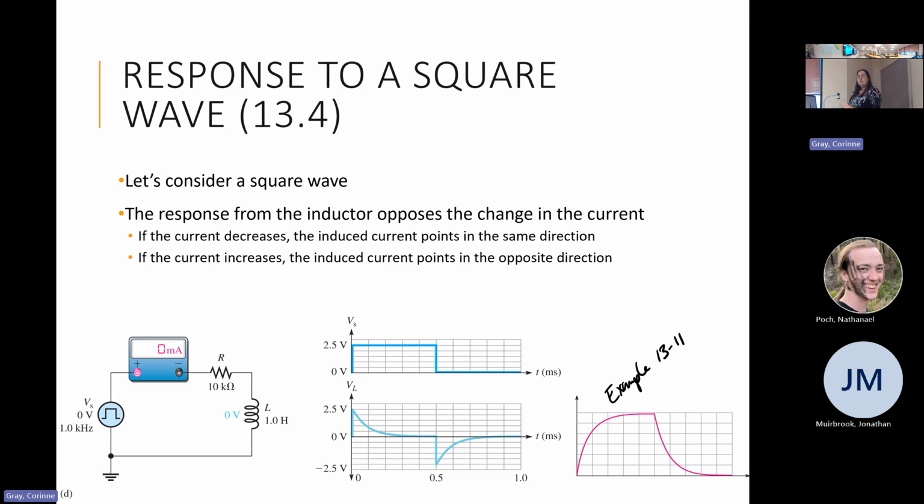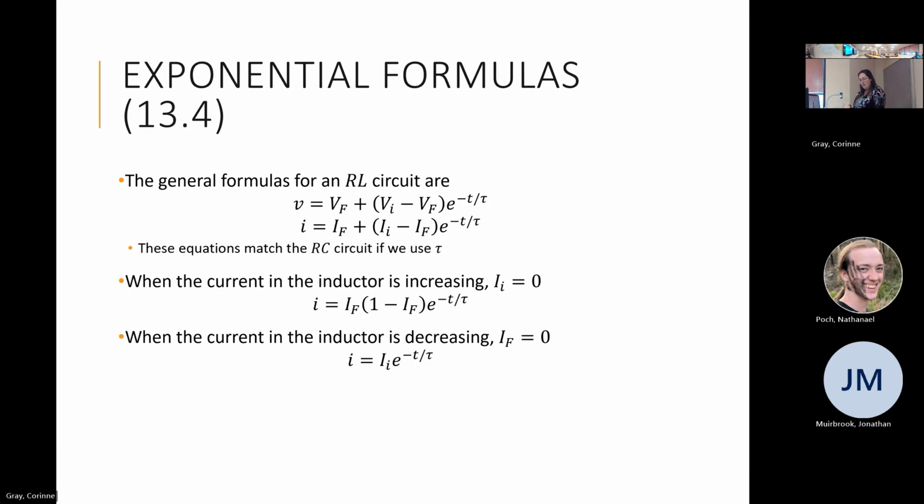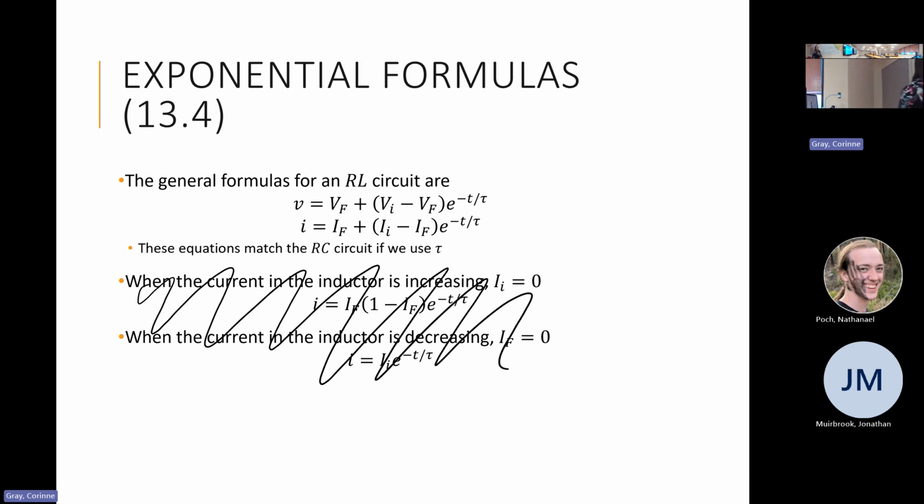But let's talk about our equations for the general RL circuit. Again, with the RL circuit, our inductor and our resistor are in series with each other, and so we get these equations here. Let's talk about the general ones first. So don't look at those yet. Here we have our instantaneous voltage across our inductor, and then we have the instantaneous current for the inductor as well.